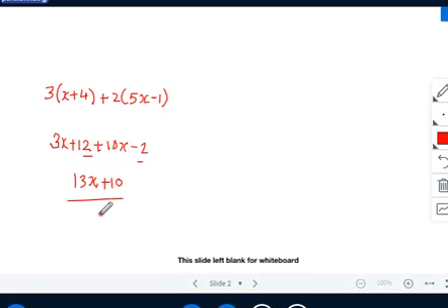12 minus 2. Oh yeah, I changed it while doing my calculation. Okay. One more question on the same I'm giving you. So expand and simplify this one.